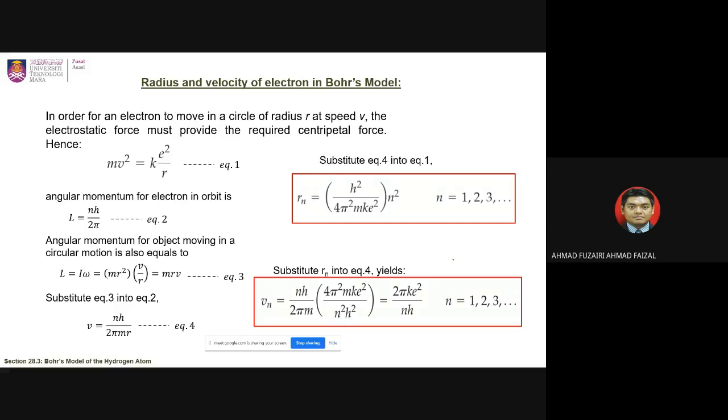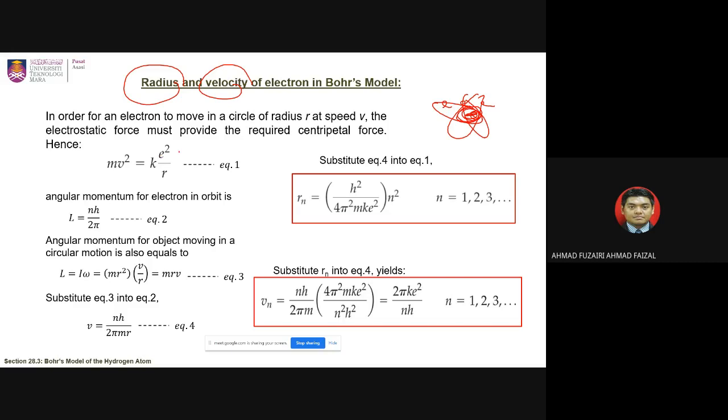Another part of the Bohr model is that you can calculate the radius and the velocity of the electron. Remember, what is the Bohr model? You have the nucleus in the middle, orbited by the electron. In order for an electron to move in a circle of radius r at speed v, the electrostatic force must provide the required centripetal force. So this should be our centripetal force.